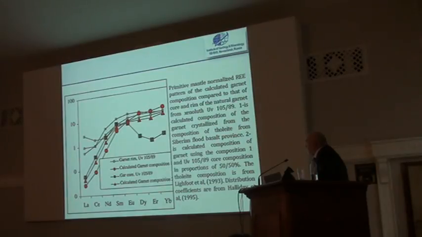And to calculate the composition. First, garnet which was crystallized from Siberian trap basalt composition. And second, this one, the red triangles. It's a mixture of the core and this calculated garnet, which must be crystallized from tholeiitic basalt. You see, it corresponds very well to the real composition.